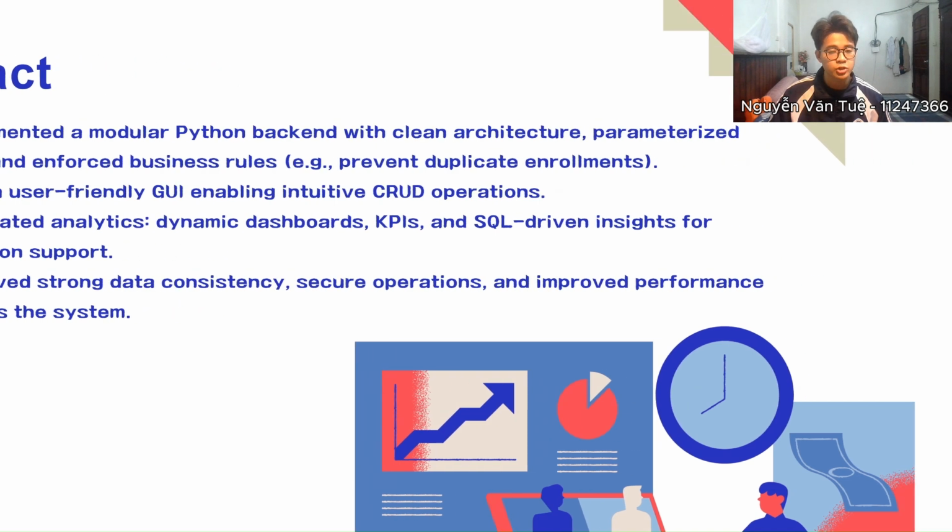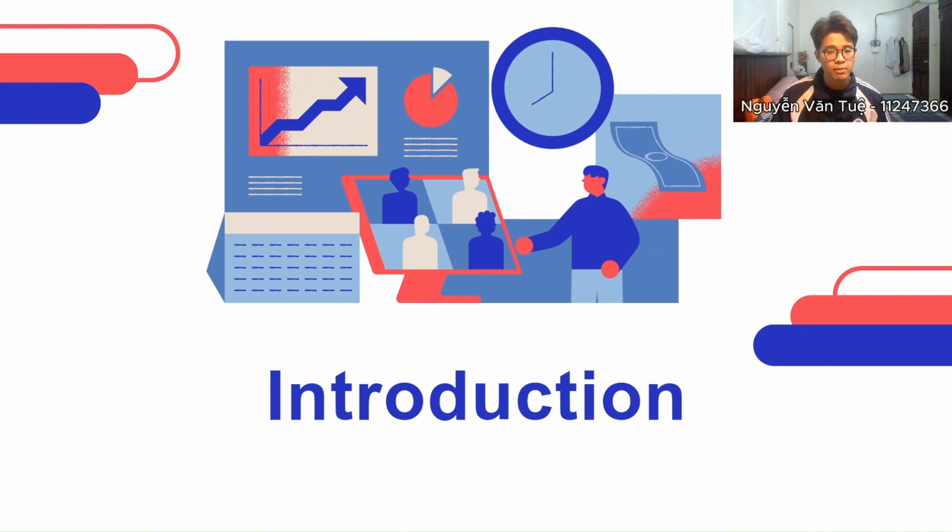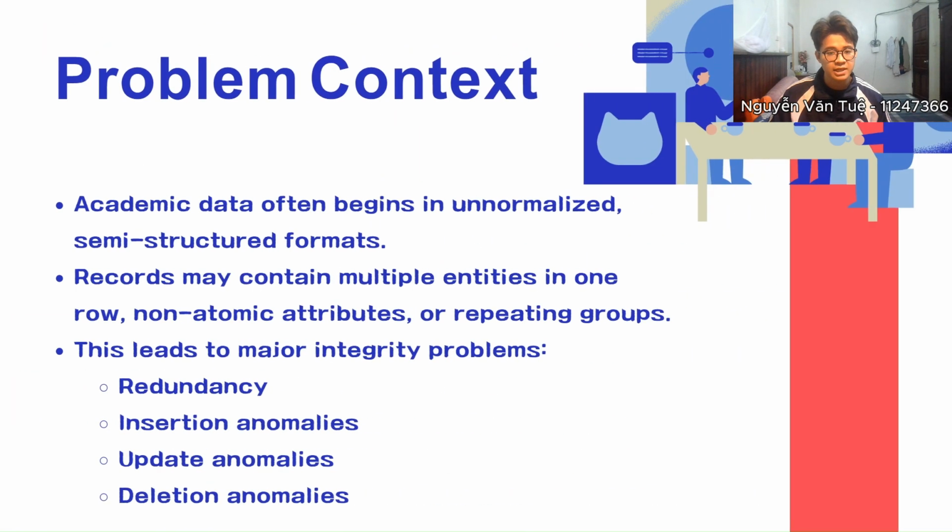Let's begin with the introduction. Now, moving on to the problem context. In many academic institutions, data is initially collected in unnormalized or semi-structured formats. A single record may contain multiple entities, attributes may be non-atomic, and some fields may include repeating groups.